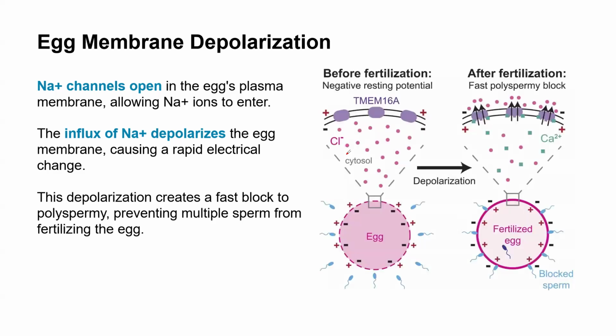So this is what happened. As you can see, before fertilization there is the negative resting potential, and then of course, after the sodium enters, there will be depolarization. That is the influx of sodium. So there will be depolarization, and that will cause the blockage of the egg membrane. Therefore, there will be no more sperm cells that will enter. So this is what happens during polarization, before and after fertilization.